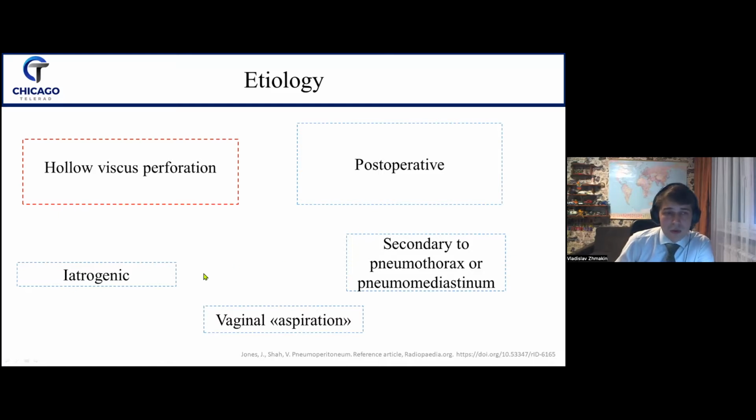Other causes of pneumoperitoneum could be pneumothorax and pneumomediastinum. Iatrogenic pneumoperitoneum could be a consequence of, for example, drainage placement or laparocentesis. Vaginal aspiration could be the cause, since the female abdominal cavity is connected with the outer world via the reproductive organs. So douching, postpartum exercises, or even excessive squatting could be the case.